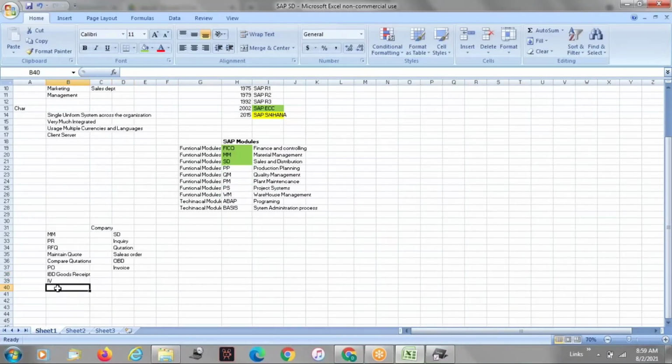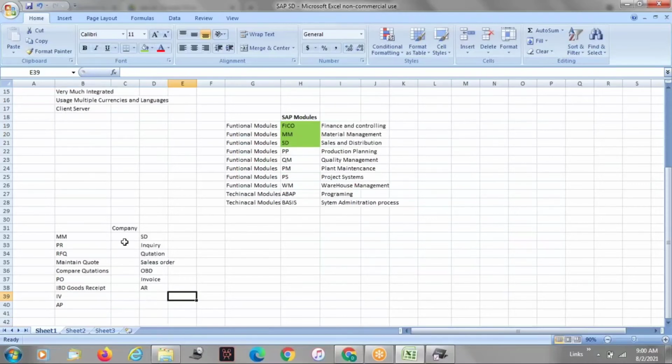So they make a payment, accounts payables, and for you, accounts receivables. So you receive the payment, accounts receivables. They make a payment and you receive the payment.